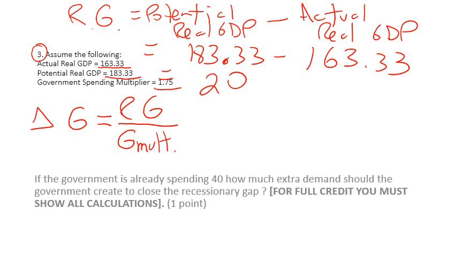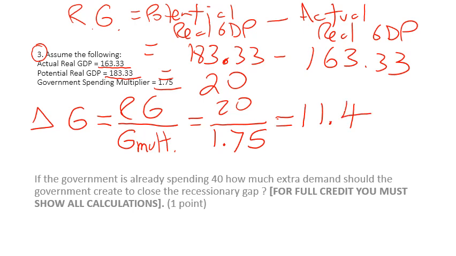All right. So we have 20, the recessionary gap. The multiplier is given as 1.75. So the change in government spending is going to be 11.43 billion dollars.